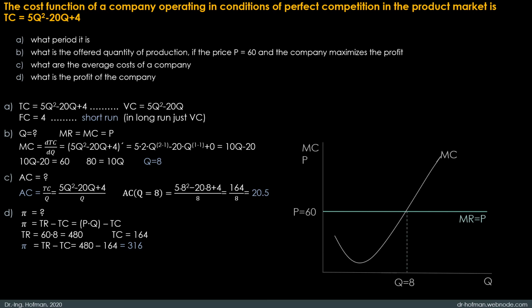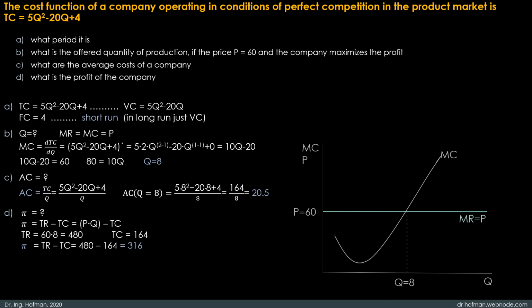If I take this expression and use the price given in B, price 60, I make this equation: 10Q minus 20 equals 60. From here 80 is 10Q and Q is 8. So I wrote Q equals 8 in my graphical solution. That's the optimum point coordinate. The other coordinate, P equals 60, was given.